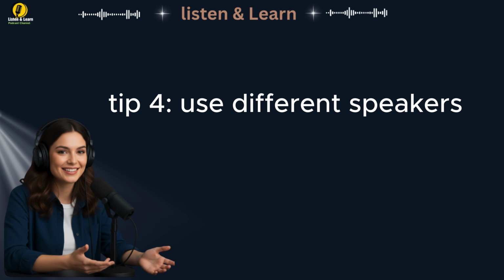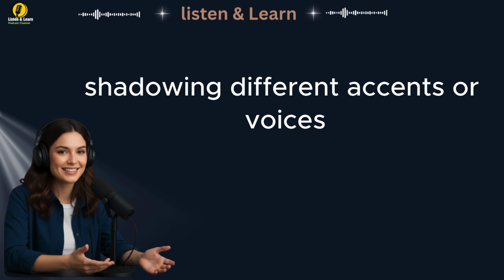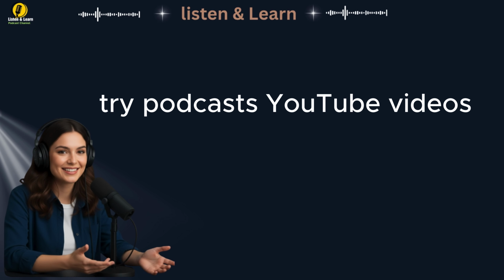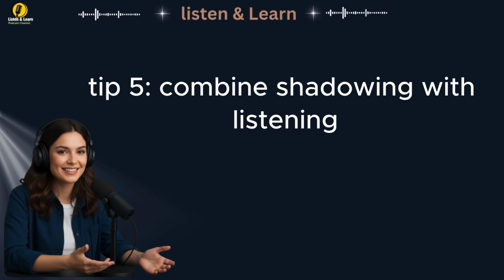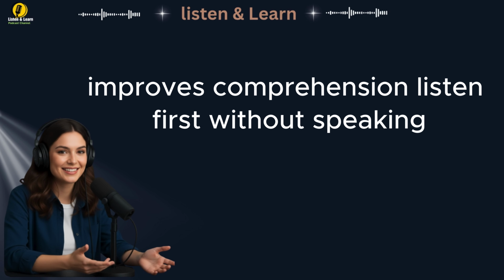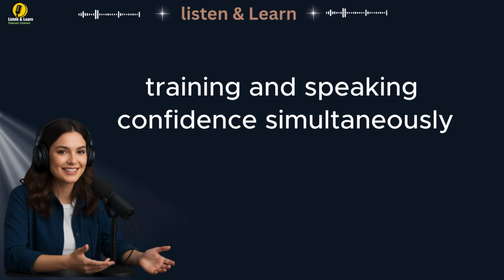Tip 4. Use different speakers. Shadowing different accents or voices helps you adapt to varied English pronunciations. Try podcasts, YouTube videos, movies, or audiobooks. Tip 5. Combine shadowing with listening. Shadowing alone is good, but active listening improves comprehension. Listen first without speaking, then shadow. This builds ear training and speaking confidence simultaneously.